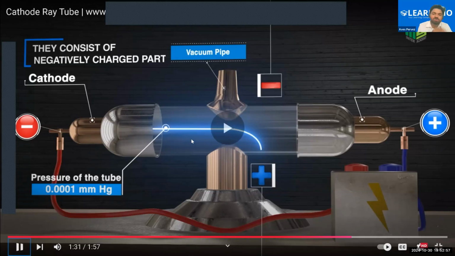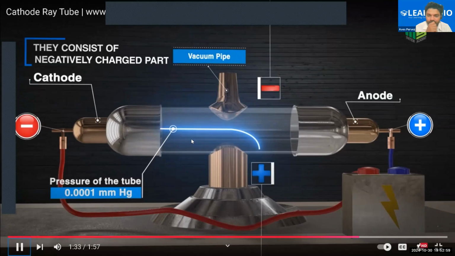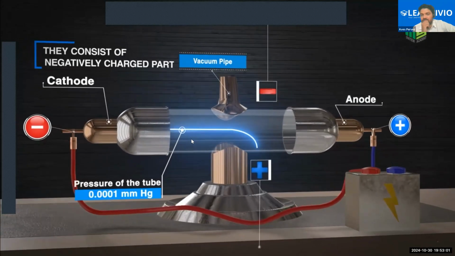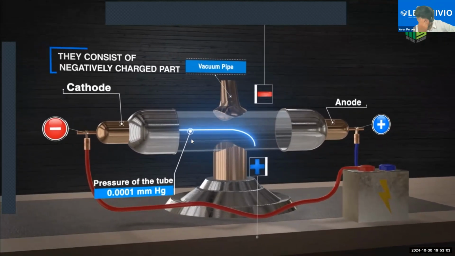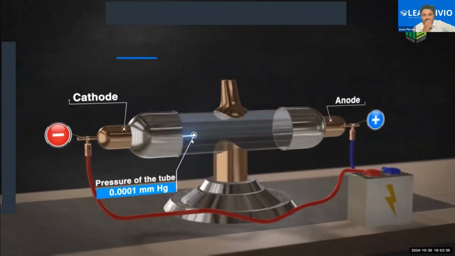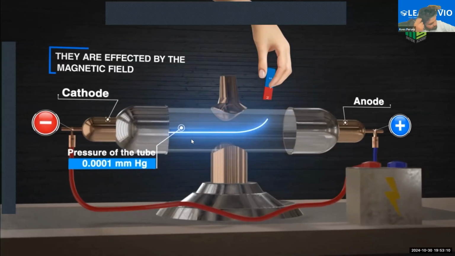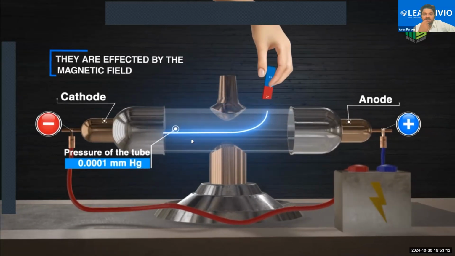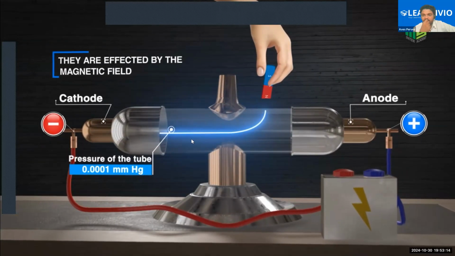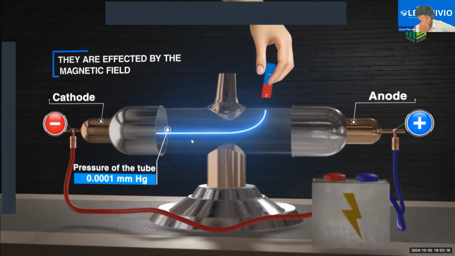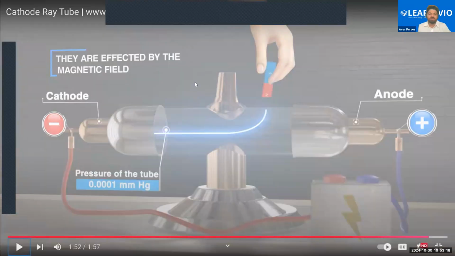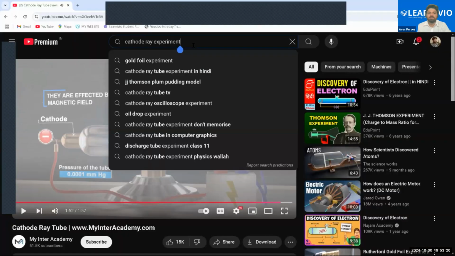Okay, I'm going to show you this first. This confirms that cathode rays consist of negatively charged particles. Fourth, in the presence of a magnetic field, the rays are deflected. This shows that the cathode rays are affected by the magnetic field. So let me show you how this experiment actually works.